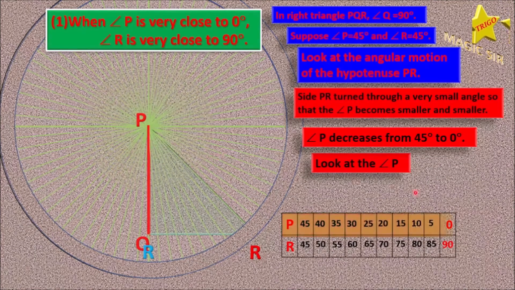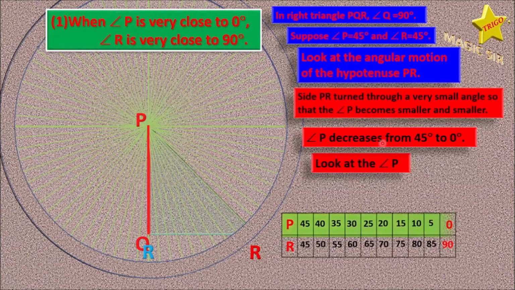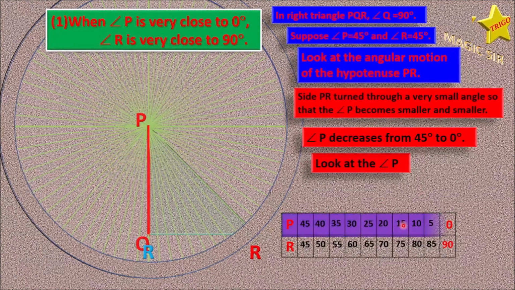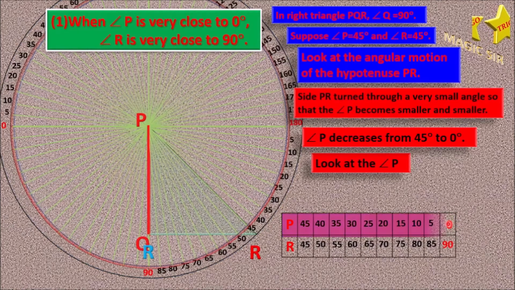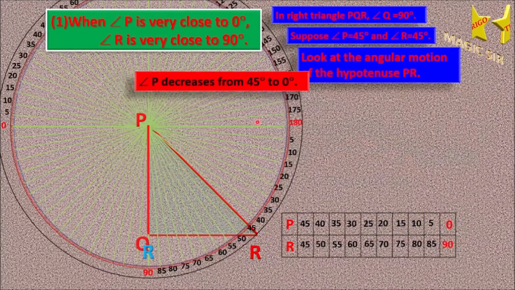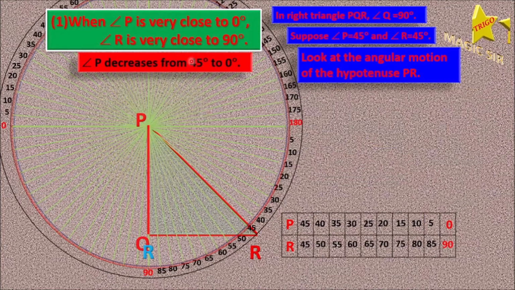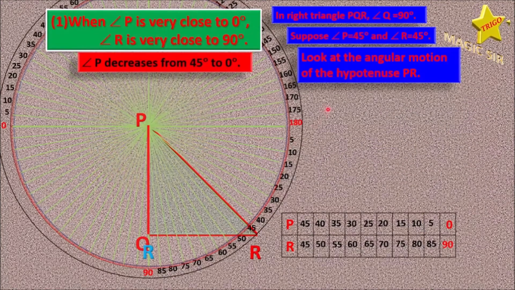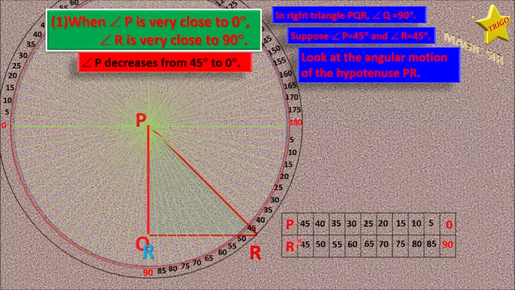Hence, when angle P is equal to 0 degree, angle Q coincides with angle R and side PQ coincides with hypotenuse PR. We know that there is no possibility of a 0 degree angle in a right triangle. So we take P is not equal to 0, but P is very close to 0 degree.